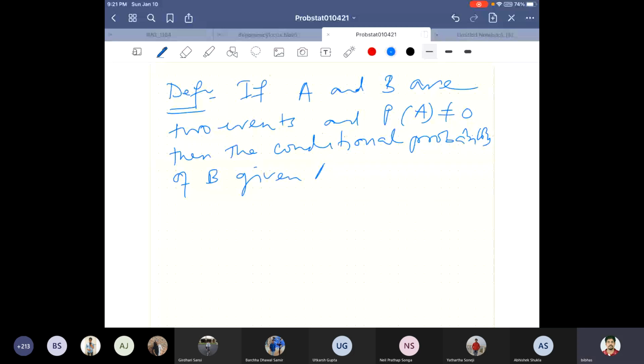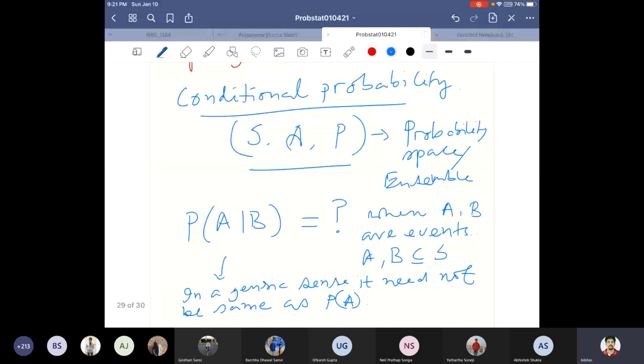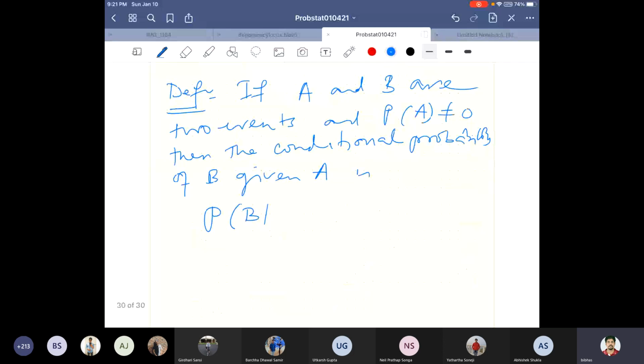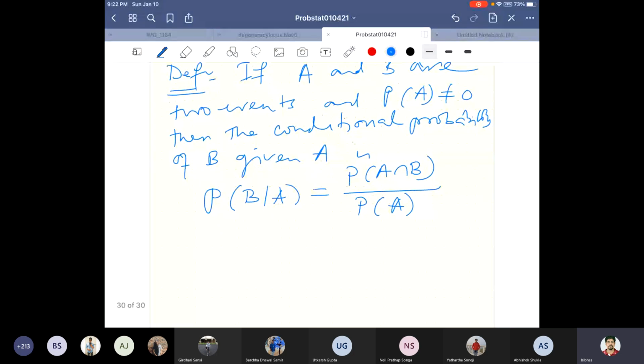is, let's say, probability of... So in the last page I had written P(A given B), and here I'm writing P(B given A), just to keep a note that this need not be the same. Depending on A and B, I can write it like this: A intersection B divided by probability of A. This is my definition. Now let us solve a problem using this formula.